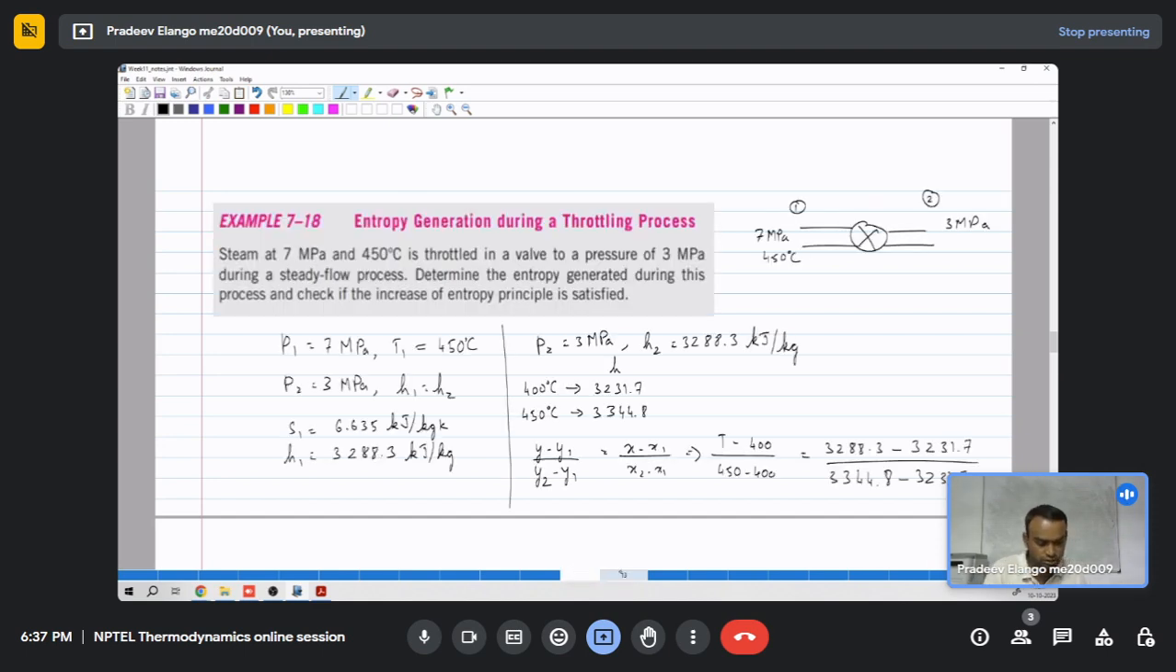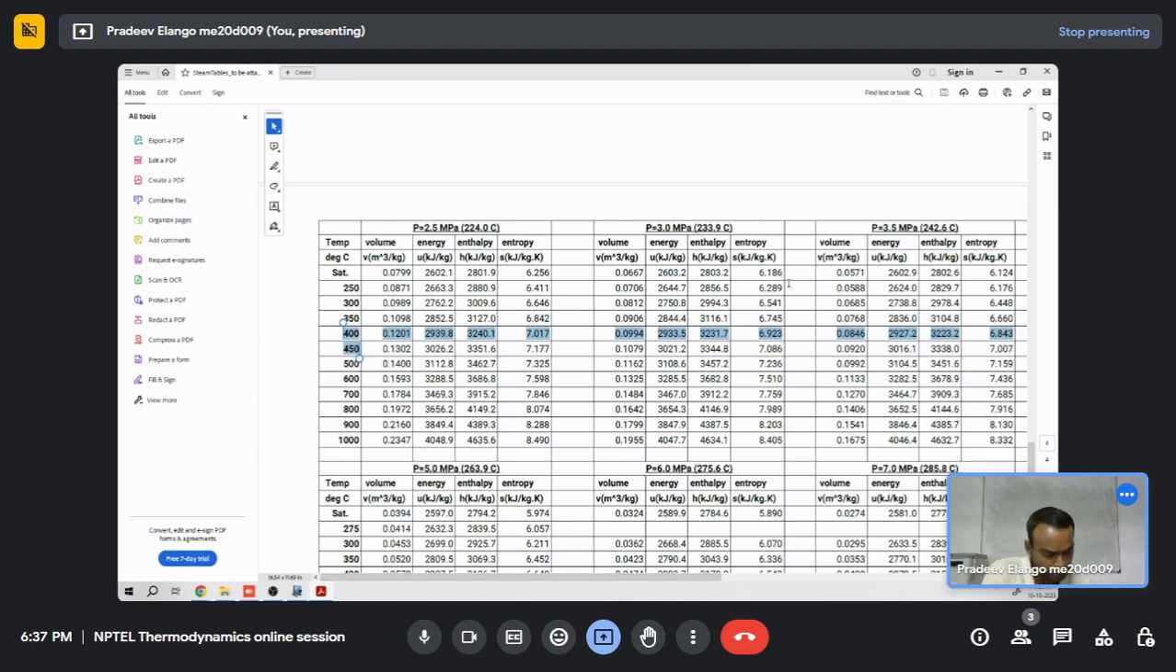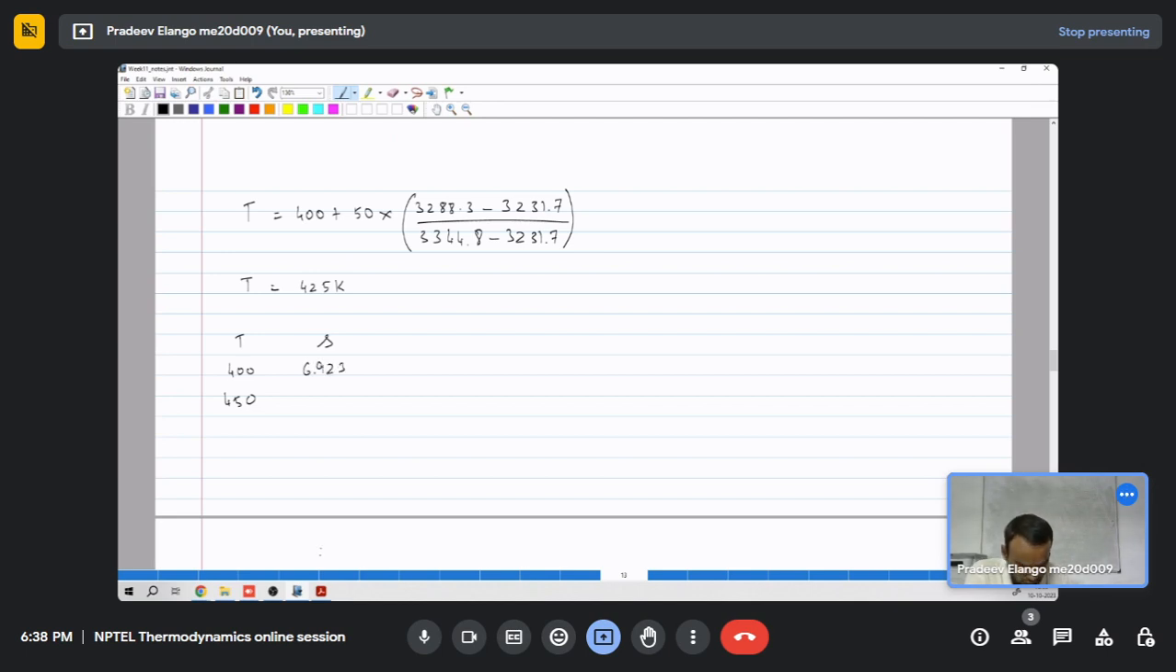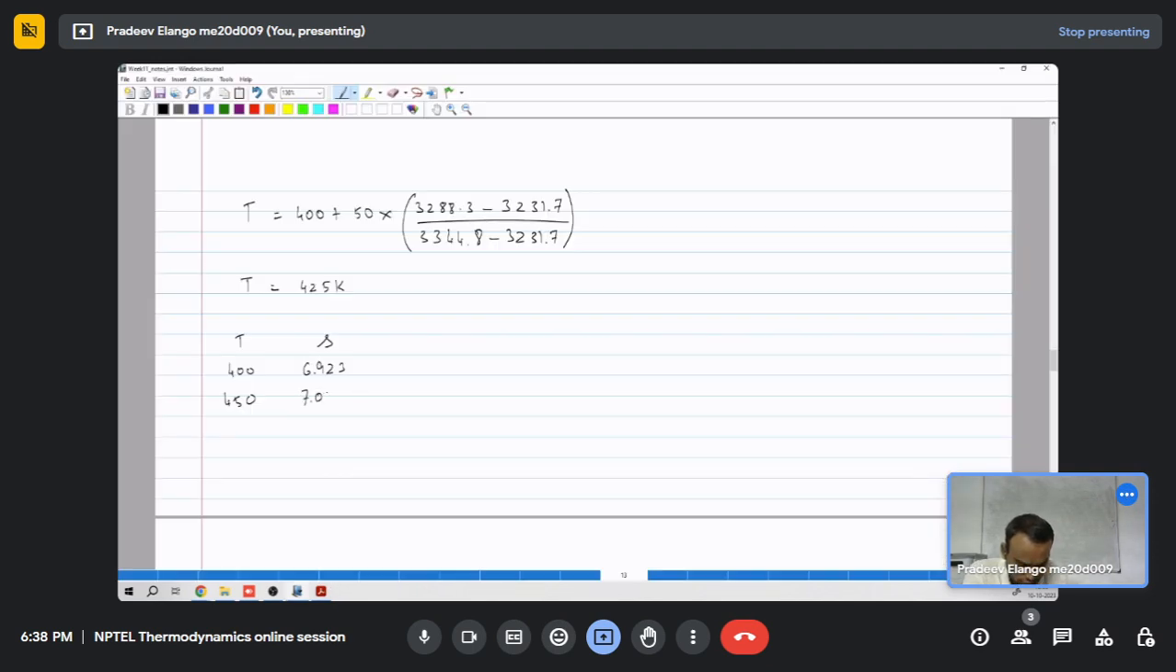So then we can calculate the entropy. Similarly for entropy, we have temperature and entropy at 400 and 450. We know entropy at 400 is 6.923, and similarly at 450 is 7.086. So now we can do this interpolation, but we also know it is almost a midpoint, 425. So S2 can be set as the average of these two: 6.923 plus 7.086 by 2. Calculate this.